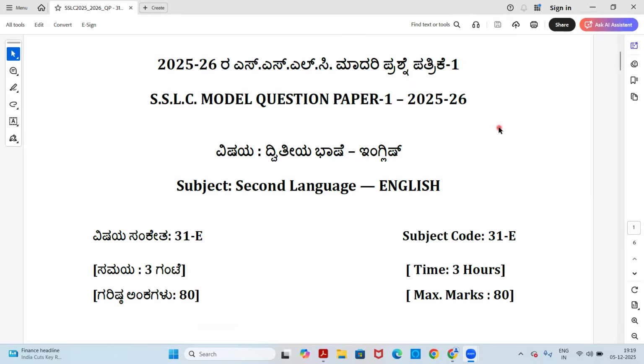Success does not come from studying hard. It comes from studying smart. And remember, one good strategy can change your entire exam score.